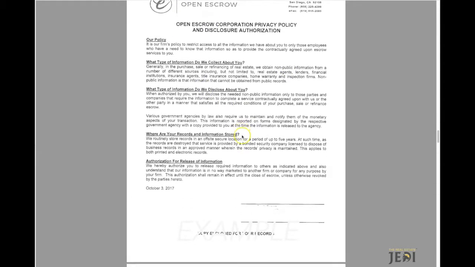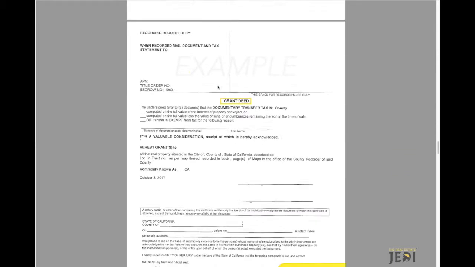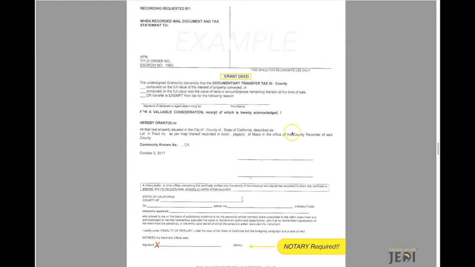All right, getting down to this, this is the company's overview and their policies. This is one of the most important documents in your package. This is the grant deed. This is the instrument that actually transfers ownership of the property to the borrower. So you cannot close escrow, of course, without this, because there will be no transfer of ownership.